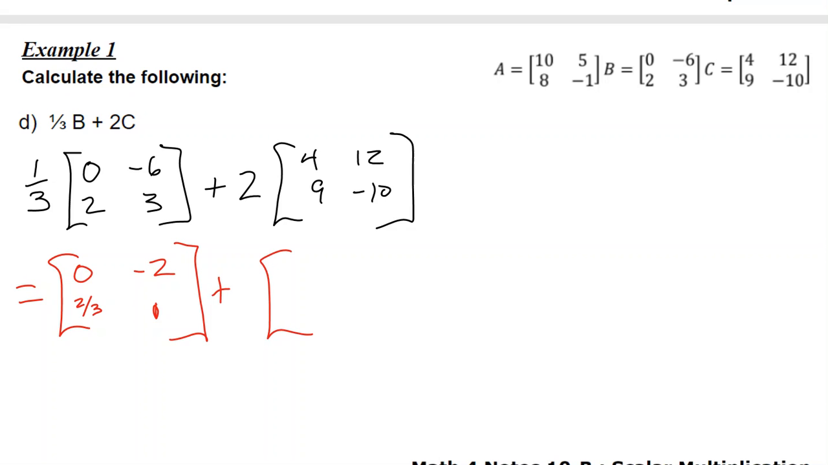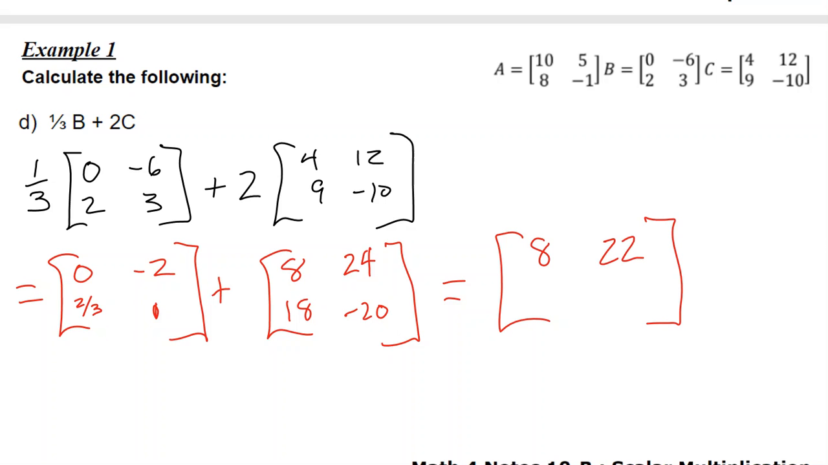Meanwhile, 2 times 4, 2 times 12, 2 times 9, 2 times -10. Now we can add these together. 0 plus 8, -2 plus 24, 2/3 plus 18. I guess you could say 18 and 2/3. And then 1 plus -20 is -19. And that is going to be 1/3 b plus 2c.